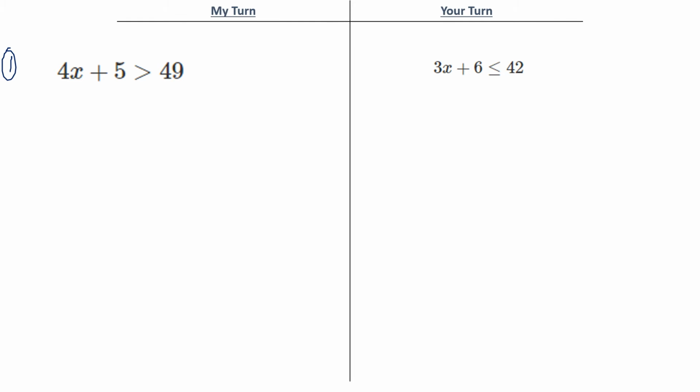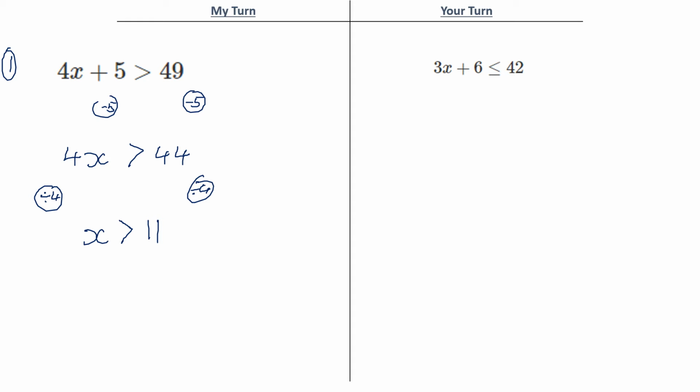So to solve this, we're doing inverse operations. So we're subtracting 5 from both sides. So we get, on the left hand side, we're left with 4x is greater than 49, take away 5 is 44. Okay, so then 4x means we're timesing it by 4, so the inverse of timesing by 4, divide both sides by 4. So we've got x is greater than 11. And that's it, that's you finished.